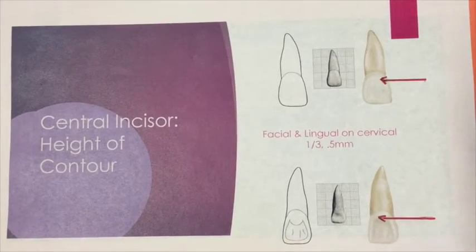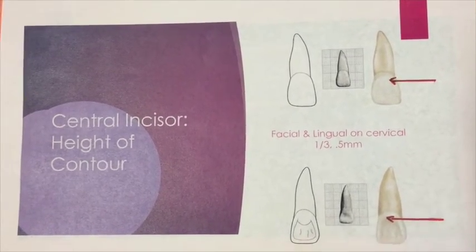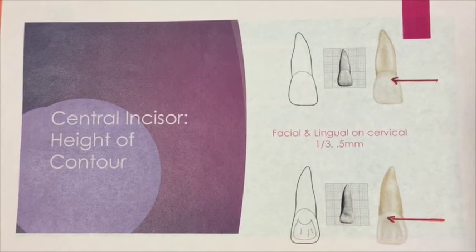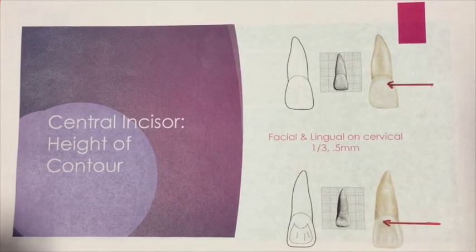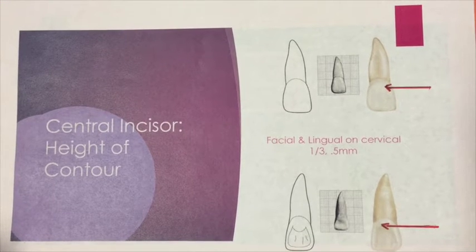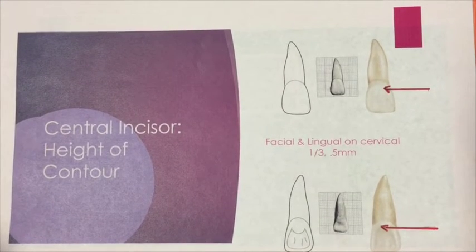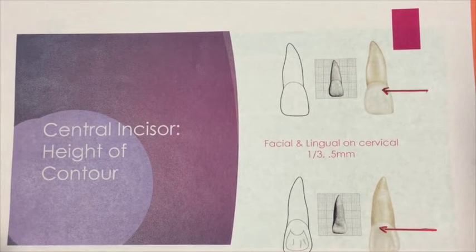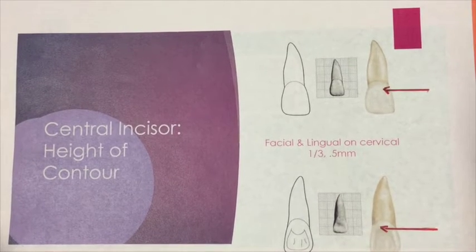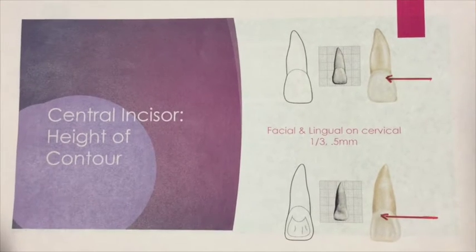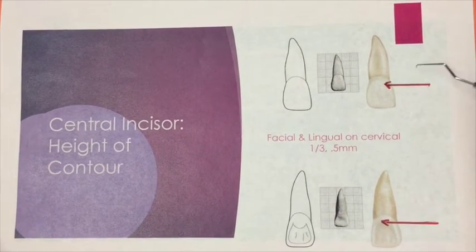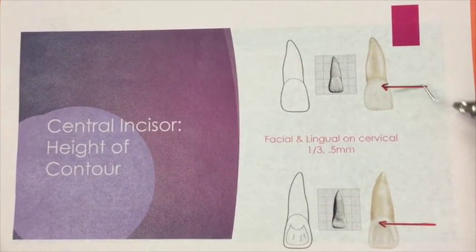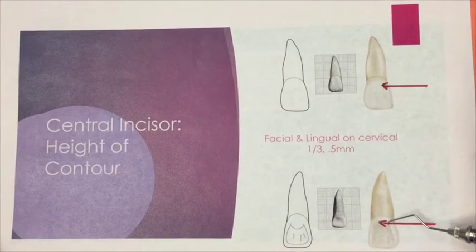We are going to be discussing height of contour, form, and function of maxillary central and lateral incisor. The height of contour for the maxillary central is going to be located at the facial and lingual surfaces on the cervical third, and they are going to measure about 0.5 millimeters. Here in the picture, we can see the height of contour labially and the height of contour lingually.